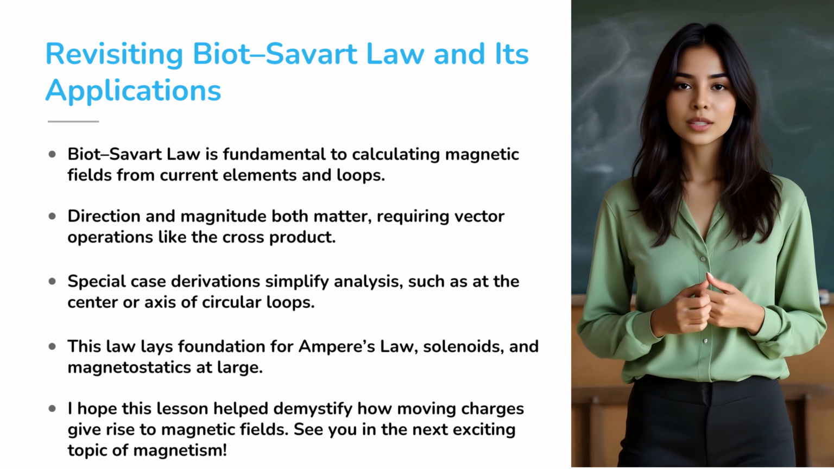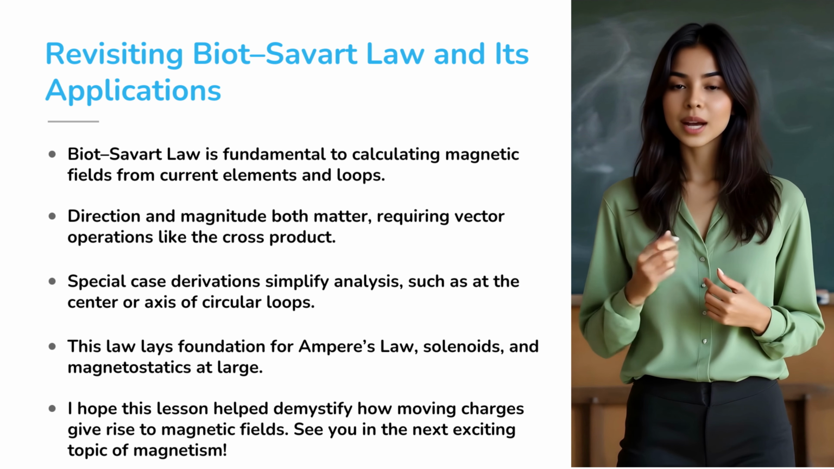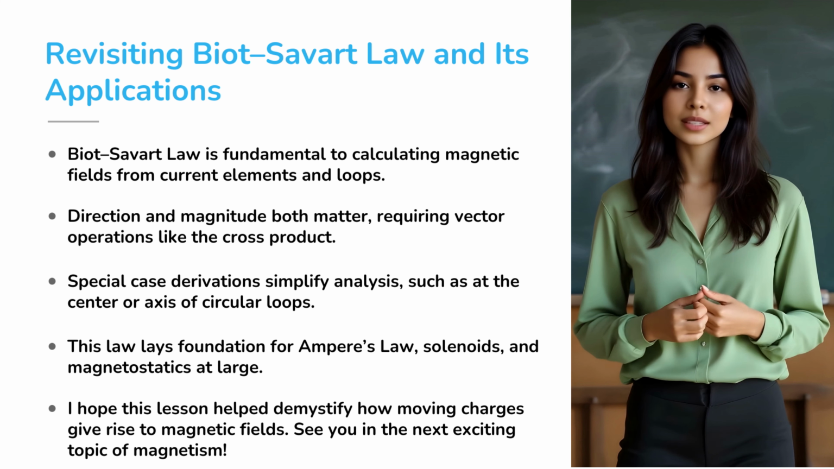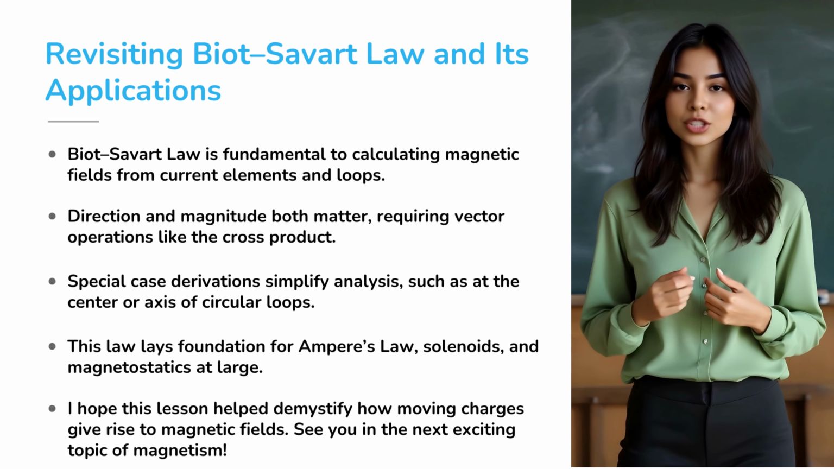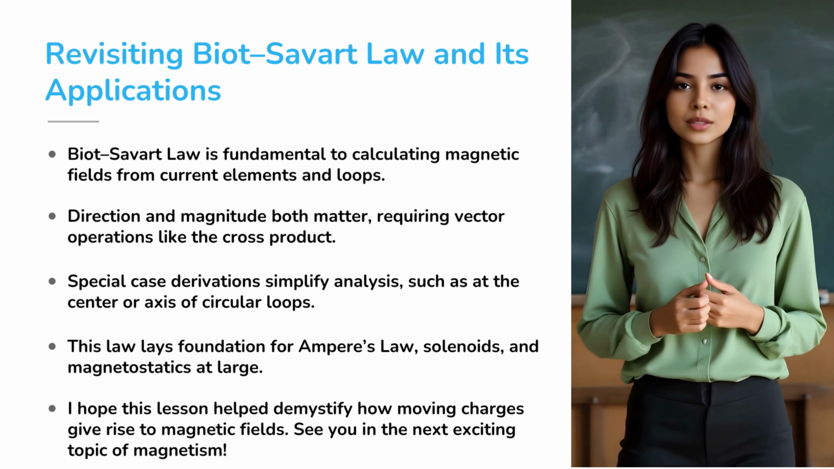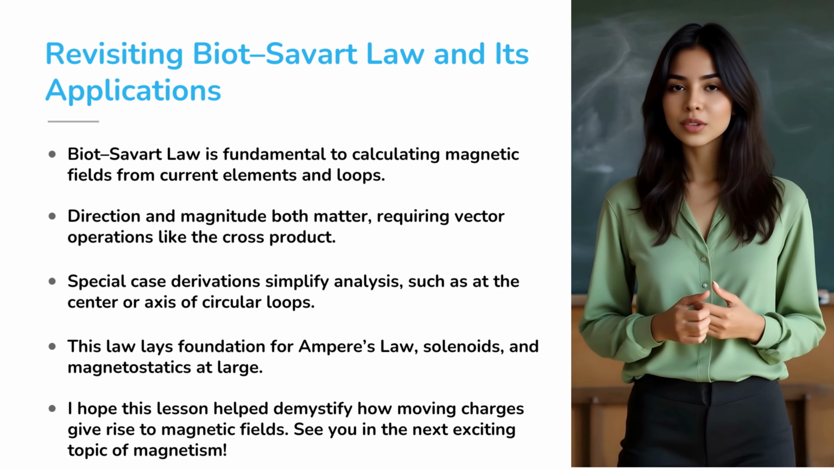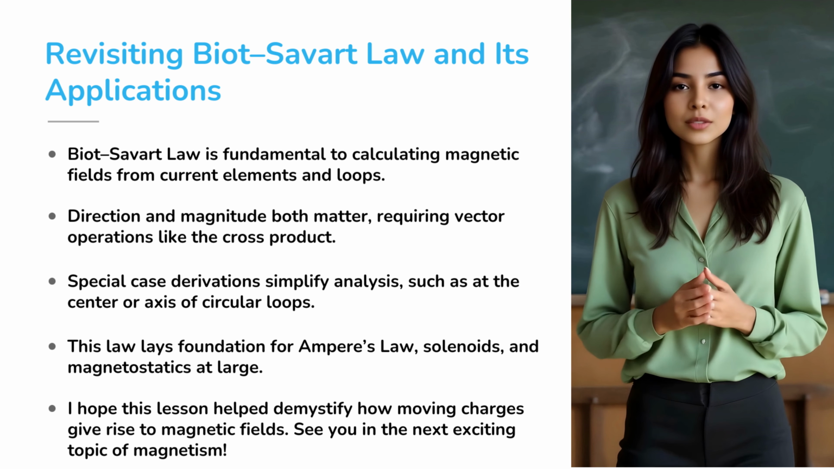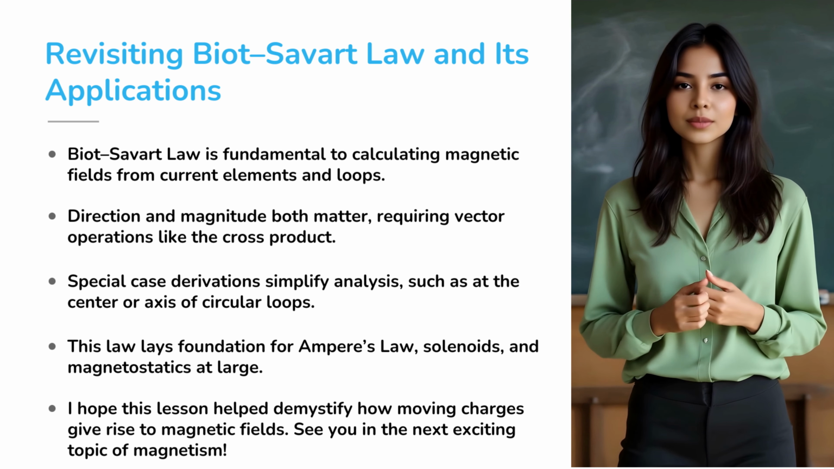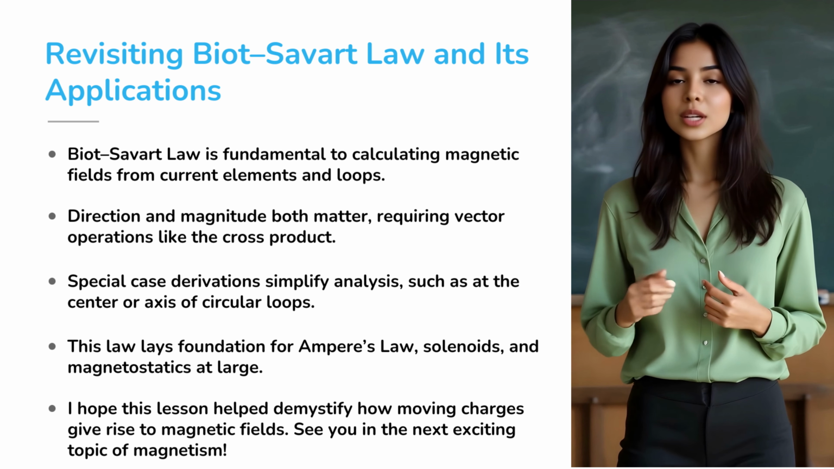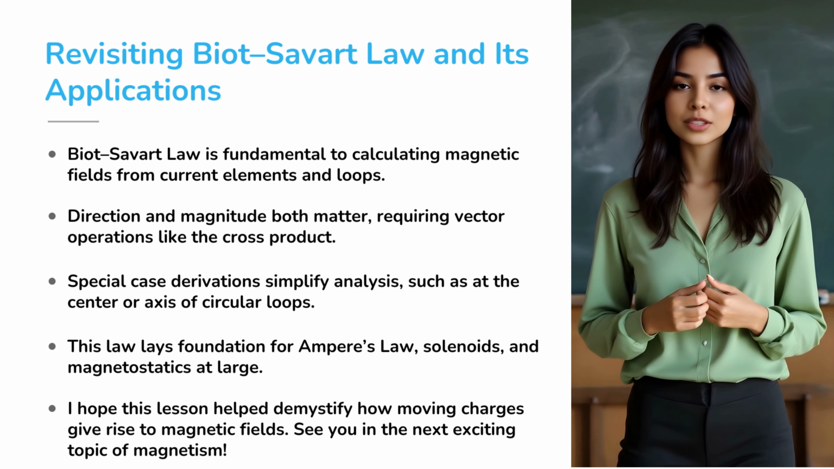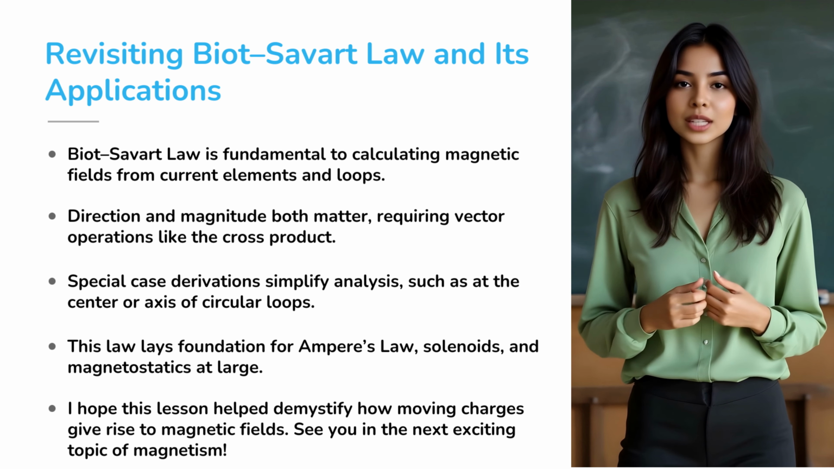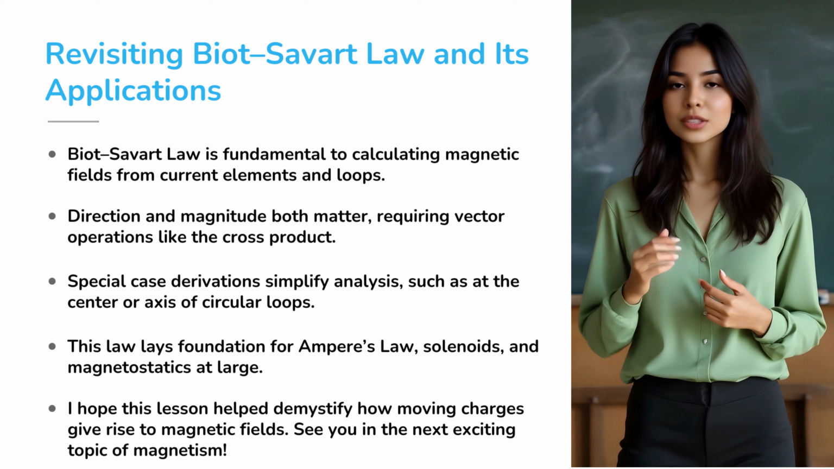Let's quickly revise what we've learned. The Biot-Savart law allows us to calculate the magnetic field produced by tiny segments of current. It's a vector law, which means direction is as important as magnitude. We use this law to find the field at the center of a loop and on its axis, results that are foundational in electromagnetism. This topic isn't just theoretical, it forms the base of technologies like magnetic resonance imaging, particle accelerators, and even wireless chargers.